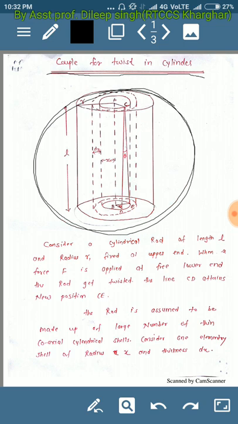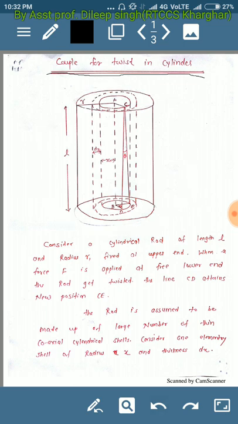If you understand this diagram, then 75% of this derivation is done. So here we have to consider a cylindrical rod. This is the cylindrical rod, and its length is small l. Here is its length. And it has radius r. This is the radius r of the cylinder.